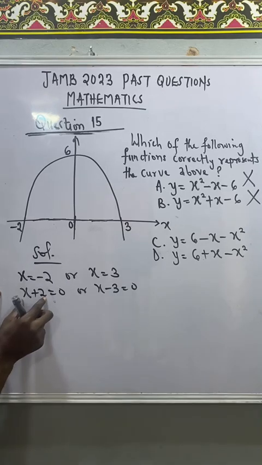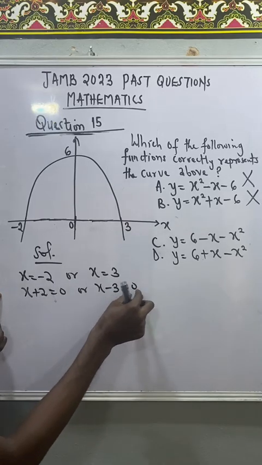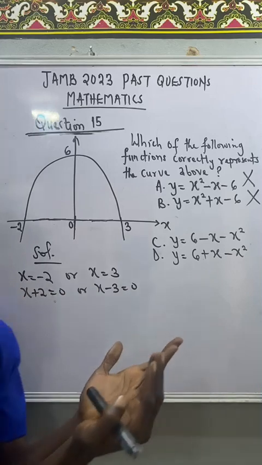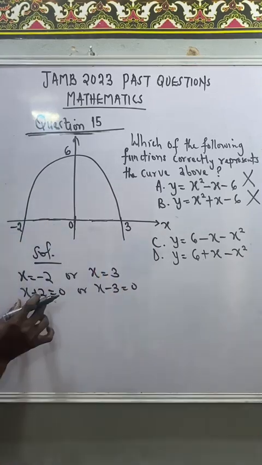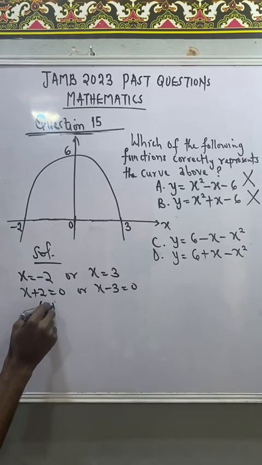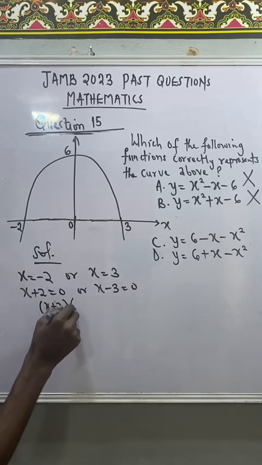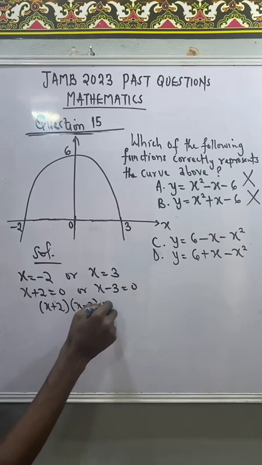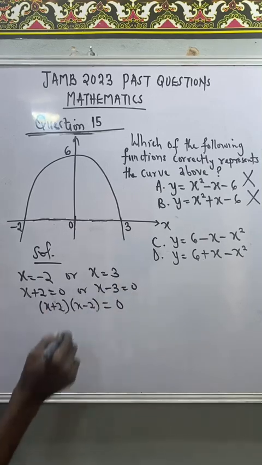Now, you can see that this expression is equal to 0, and this expression is also equal to 0. Multiply two zeros together, you have 0. This is 0, that's x plus 2. This is also 0, x minus 3. Two zeros multiplying together will still give me 0.